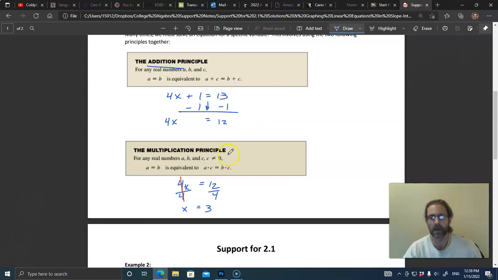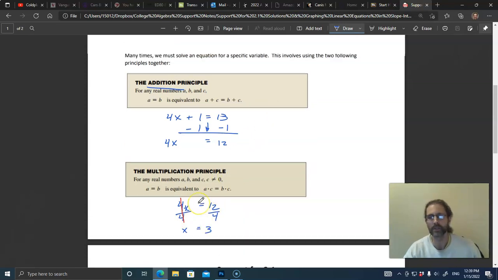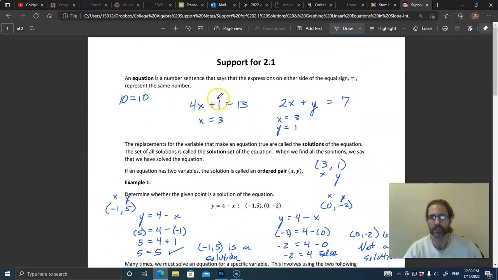So essentially what we did when we solved this equation was we just undid all these operations. We just did every single operation backwards. We went in the reverse of what we call the order of operations.